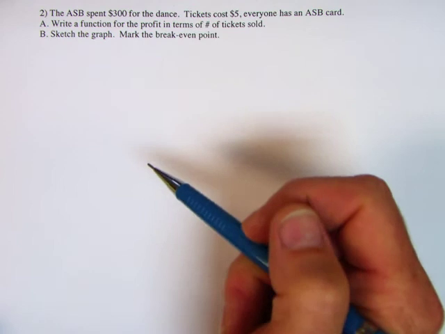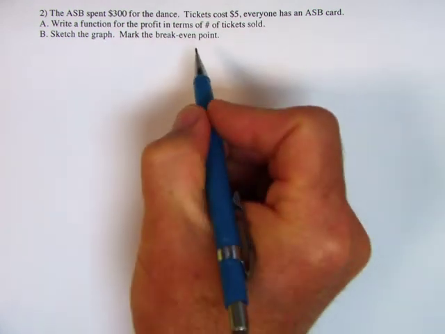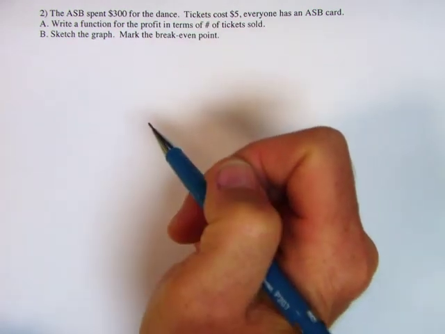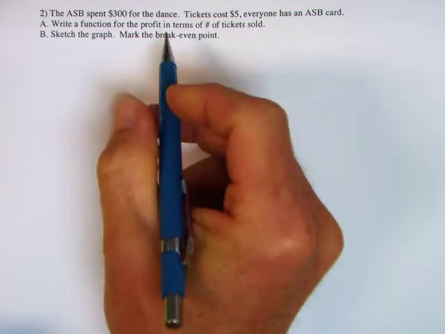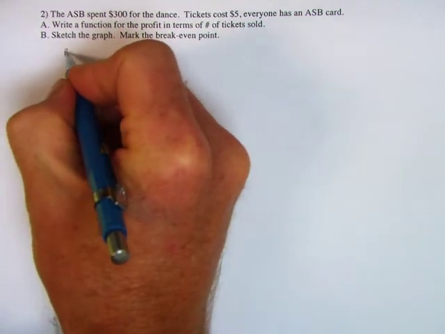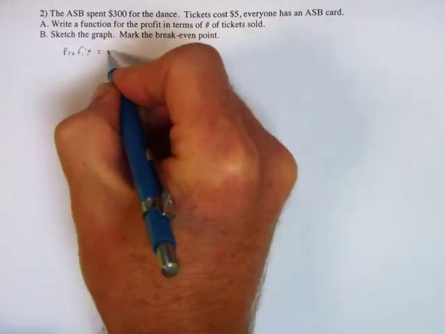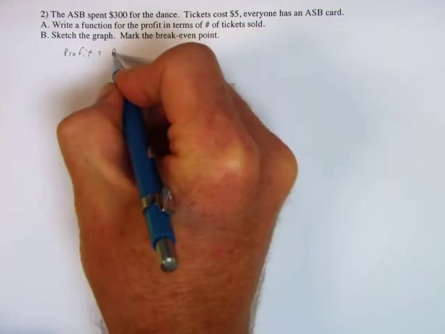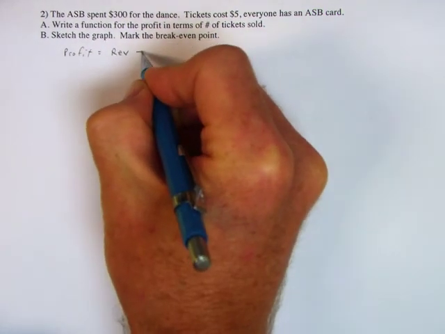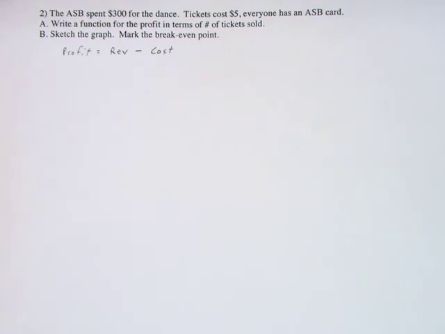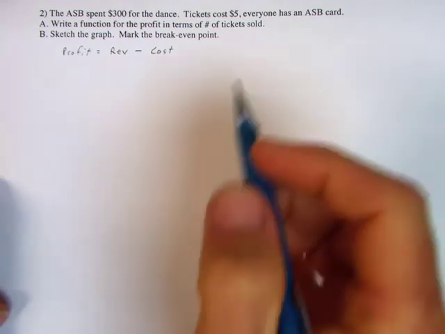So again, just like the last one, what we want to do is see how this is changing. What we want to do is write a function for the profit. How do we compute profit? Well, profit's going to be our revenue minus our cost. So if we're not sure how to approach it, we can start dealing with specific numbers.